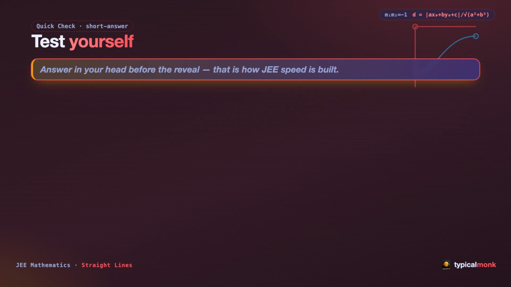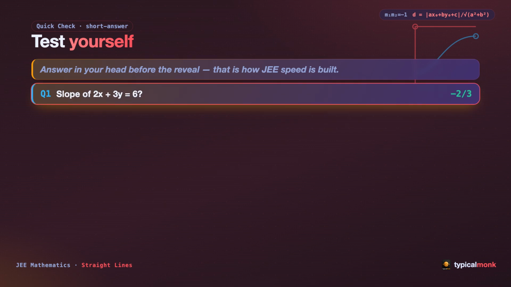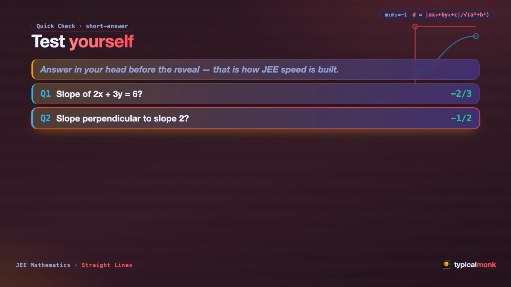Now, test yourself. Answer in your head before the reveal. That is how JEE speed is built. Here we go. Question 1. The slope of 2x + 3y = 6. Minus a/b, minus 2/3.